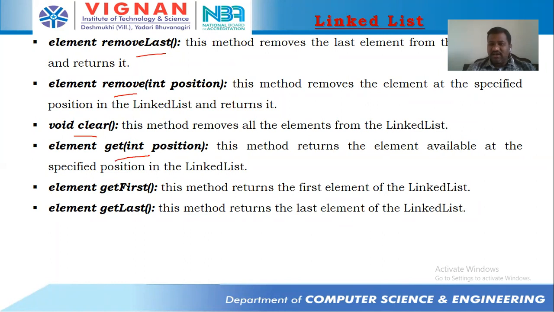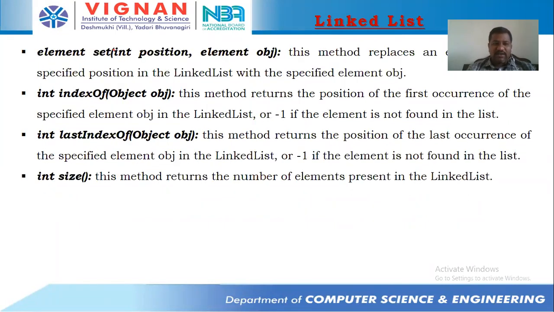Get retrieves the element present at a specified position. Get first retrieves the first element. Get last gets the last element. Set is used to replace the element value. Index of gives the index of a particular object from the beginning onwards, last index of gives the index from the last onwards. Size returns the total number of elements in the linked list.